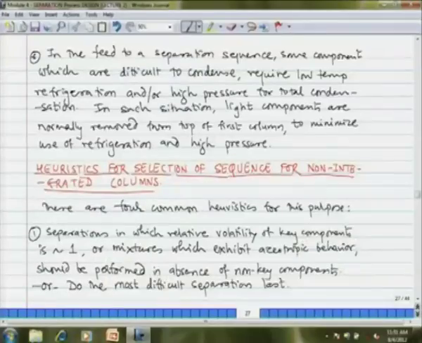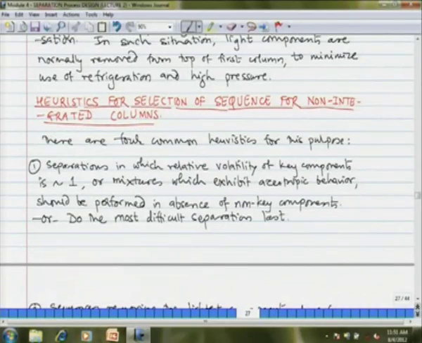Okay. There are some basic heuristics that I will mention here. We shall see these things in greater detail in the next lecture. But I am just mentioning these heuristics for selection of column sequence for non-integrated columns, which means we are not considering the heat integration at this moment. So, there are 4 common heuristics.